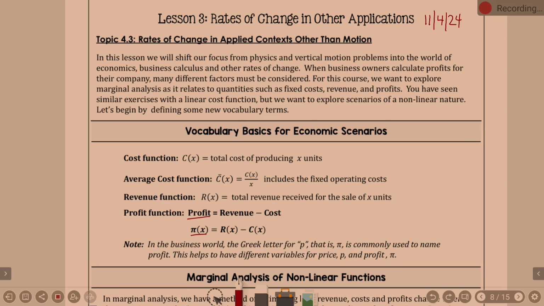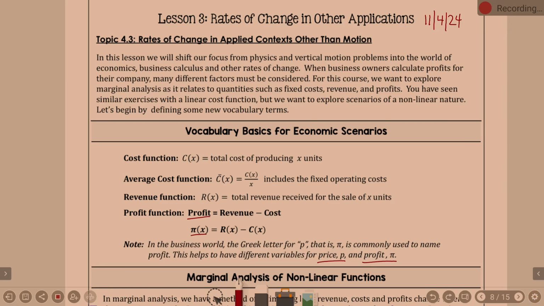It says, note, in the business world, the Greek letter for P, that is pi, is commonly used to name profit. This helps have different variables for price and profit. So when you see P, it's going to be price. When you see pi, it's going to be profit. So, a little bit of vocabulary there.